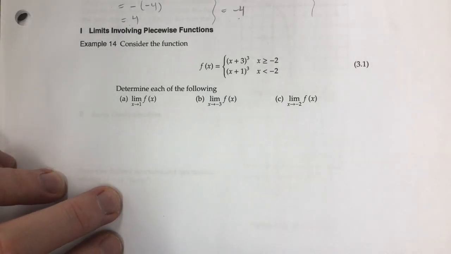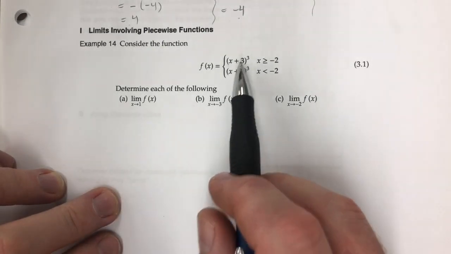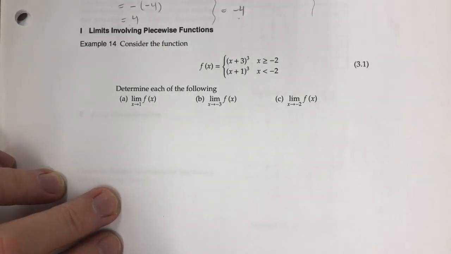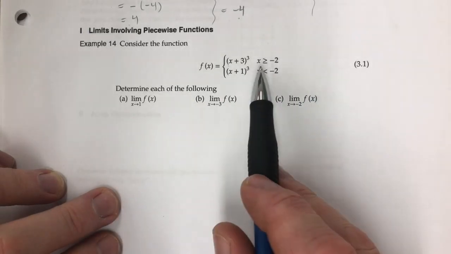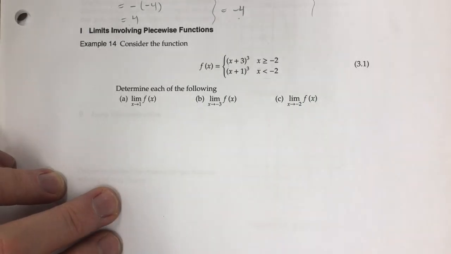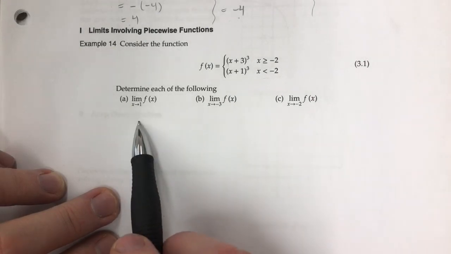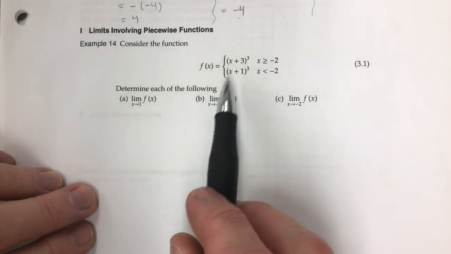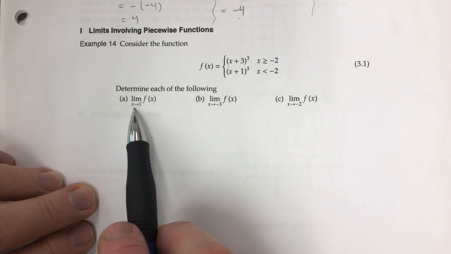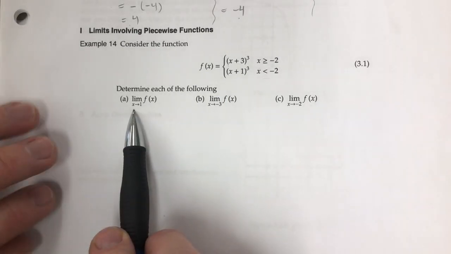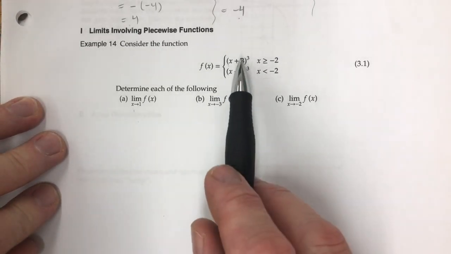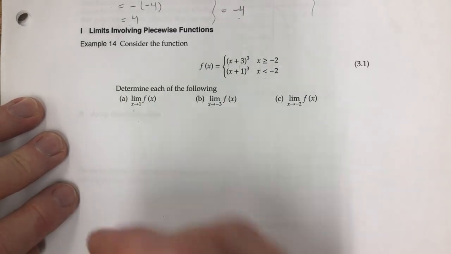Limits involving piecewise functions. Piecewise functions are a lot like absolute value functions in that they just have two separate definitions depending on where you are and what your value of x is. So if we take a look at this, we need to decide where our limit is taking place and then choose the correct formula for each of them.